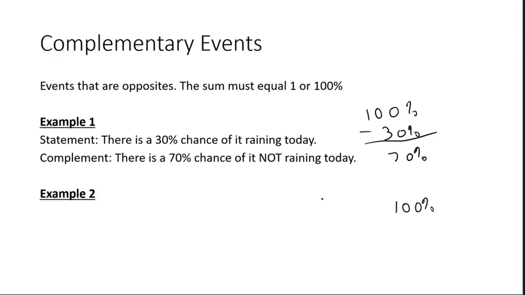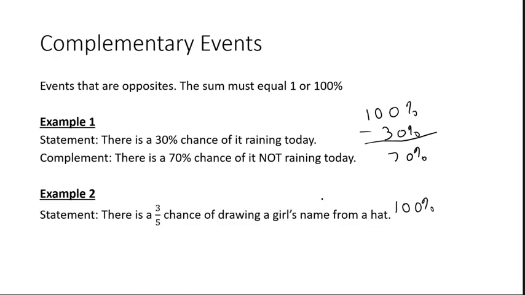Now here's another example with a fraction. Let's say we have a hat full of names, and we have a 3 out of 5 chance of drawing a girl's name from the hat. So the complement would be, what is the probability of not drawing a girl's name, or drawing a boy's name, in other words. All right, well, if we know that this must add with the complement to equal 1, the question is, what do we add to get to 1?